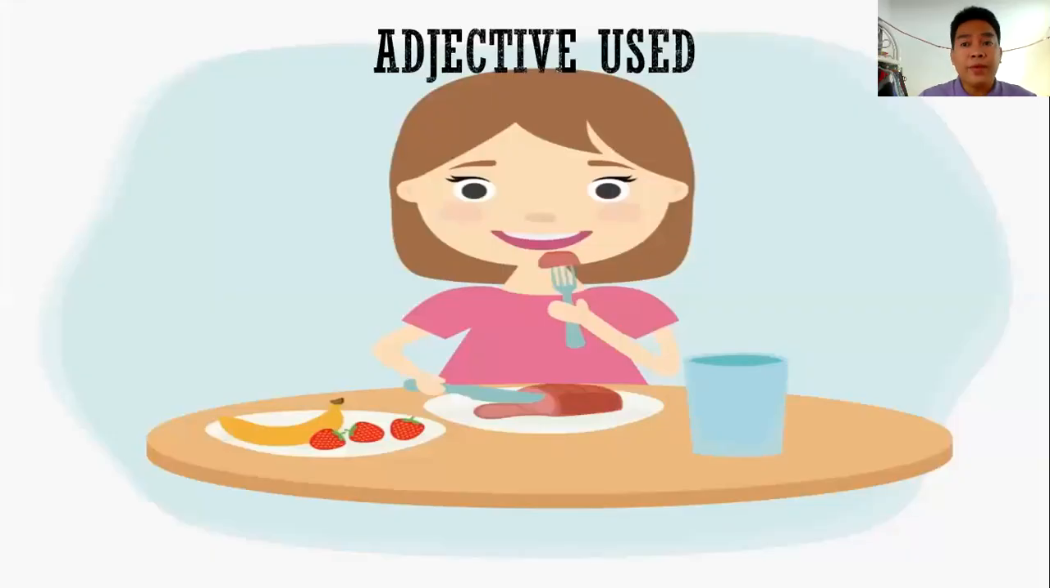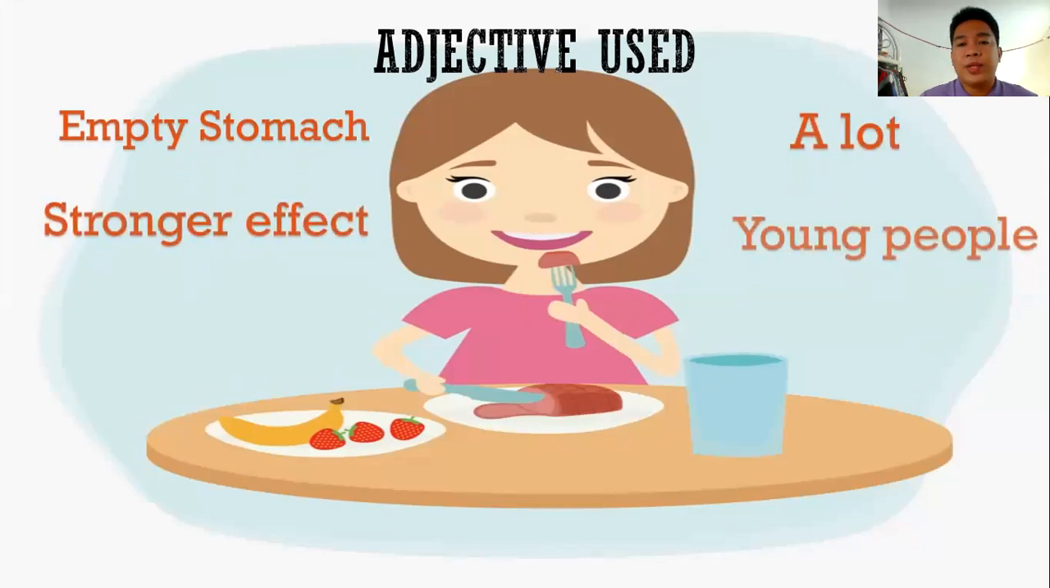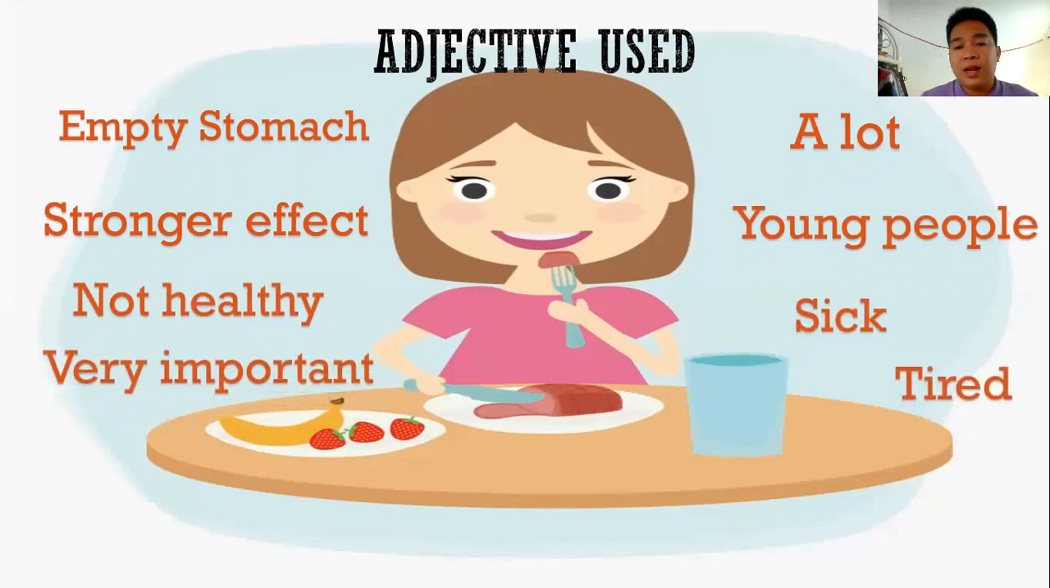So what are the adjectives used in the text? We have empty stomach, a lot, stronger effect, young people, not healthy, sick, very important, tired, and most important meal.